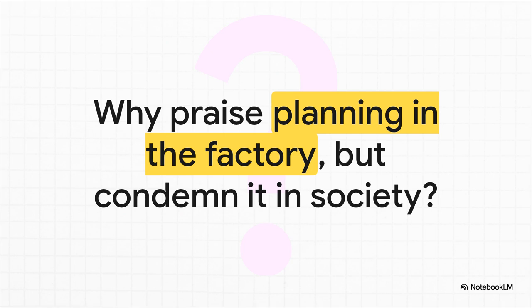This gets Marx to what he sees as a central hypocrisy in bourgeois thinking. Why is it that this top-down authoritarian planning inside the factory is praised as progress, as a source of wealth, but any hint of conscious social planning outside the factory is immediately shot down as a threat to liberty? It's a fascinating ideological contradiction, and he really wants us to wrestle with it.